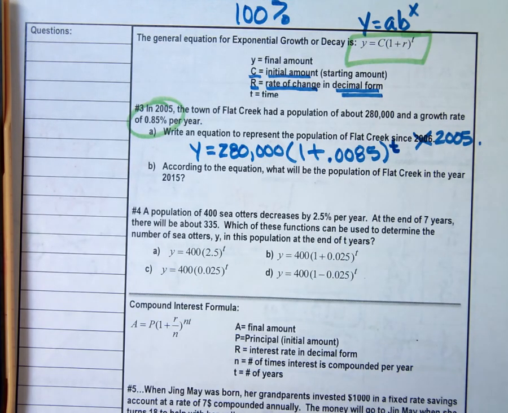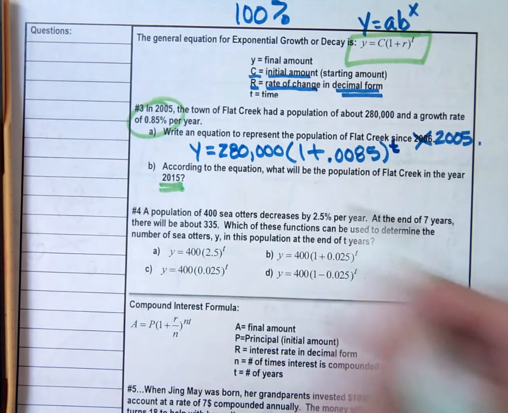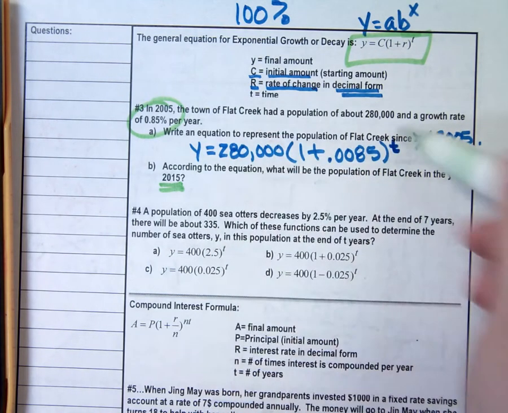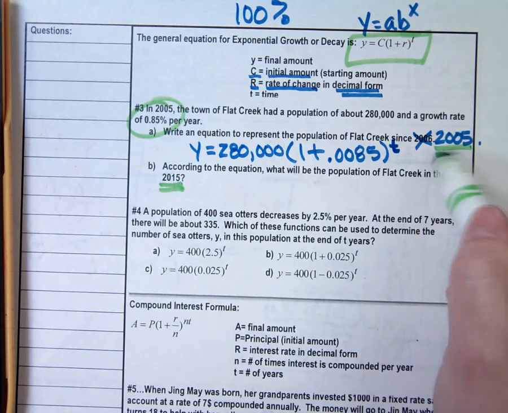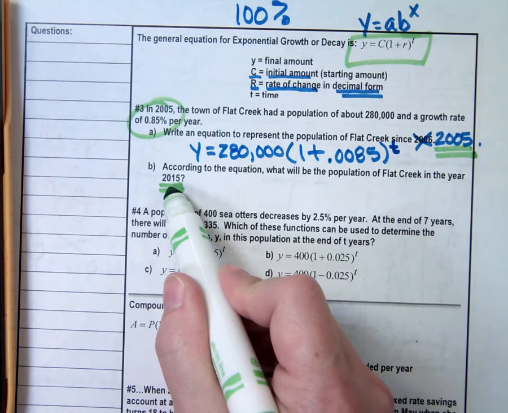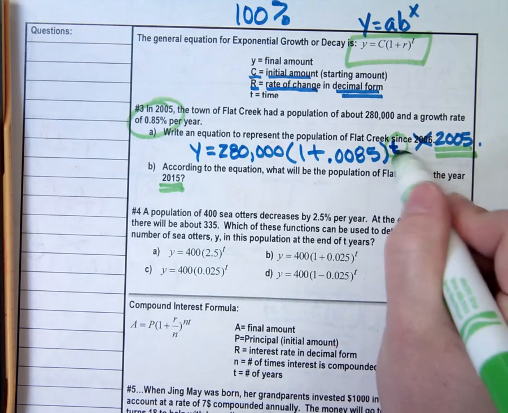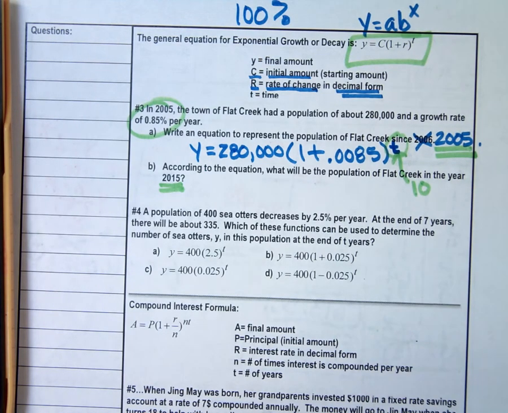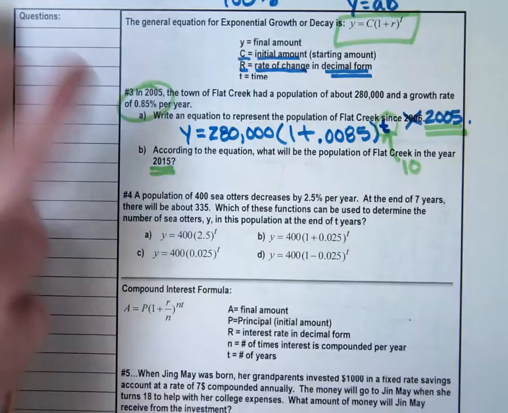Okay, B says, according to the equation, what will be the population of Flat Creek in the year 2015? If I'm interested in the year 2015, do you know what I would change in this equation? The t to 10. The t to 10, because this is talking about since 2005, and 2015 is 10 years later. So I'm going to put a 10 right there in the t. Okay, take a second and do it. Let's see what you get. I don't care how you do it, if you plug the equation in the y equals and use the table, or if you plug it in the calculator screen, it doesn't really matter.